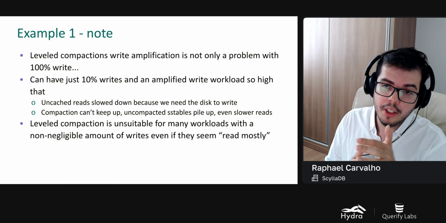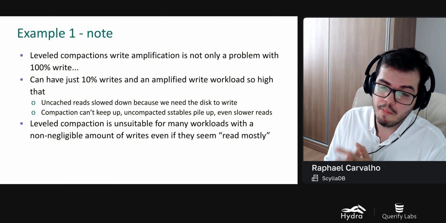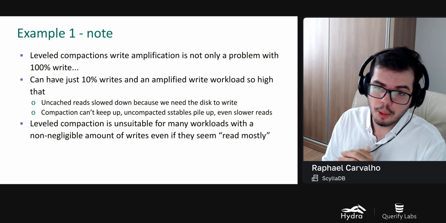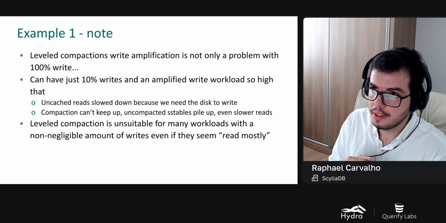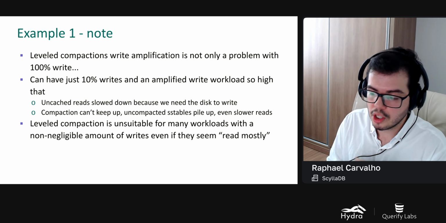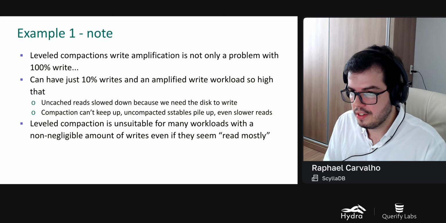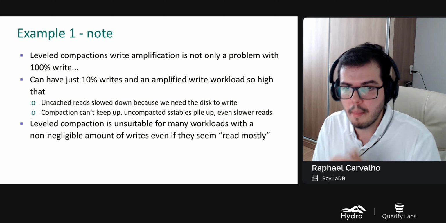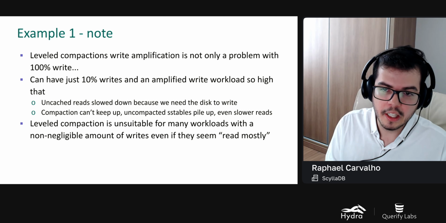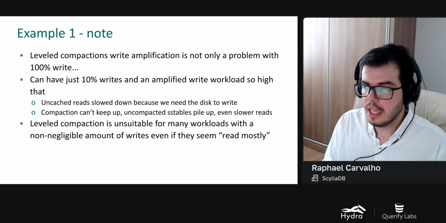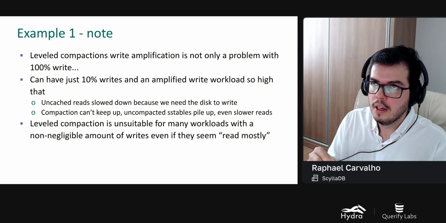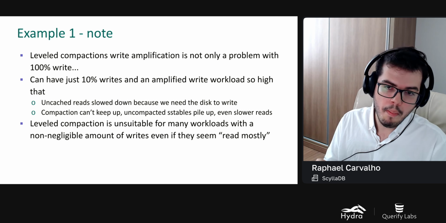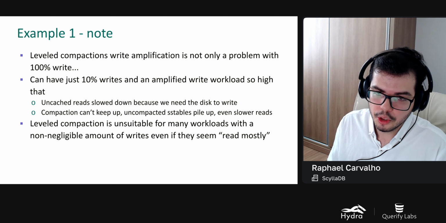Okay, so we need to remember that the write amplification for leveled policy is not only a problem if you have a large share of writes, because the write amplification could be so high that we amplify even 10% writes into a much larger amount. So 10% writes could be not negligible. It could be a lot, and the node could not keep up with the write rate, even though you thought that 10% writes would be small, but in reality, it could be huge.